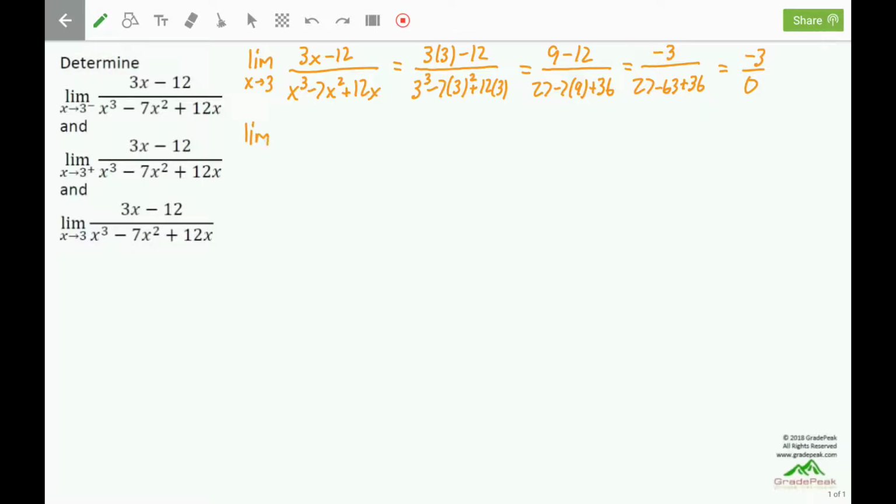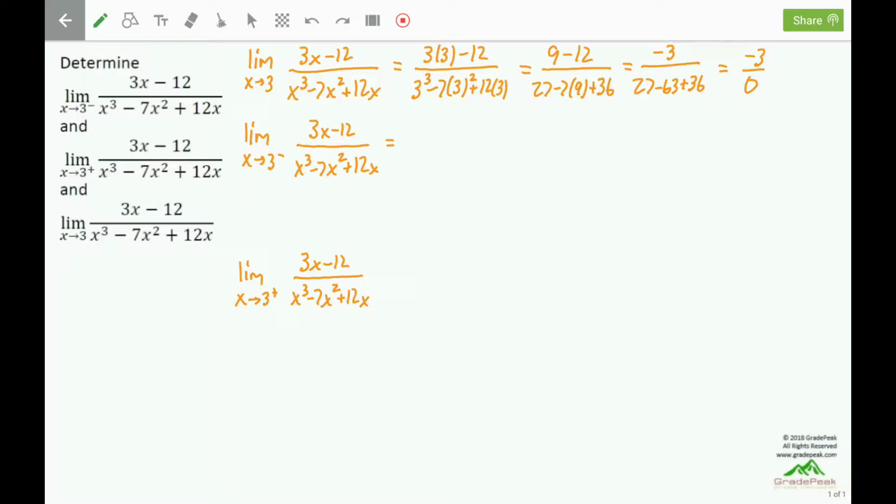We have the left-sided limit, indicated by a negative superscript on the 3, of 3x minus 12 divided by x cubed minus 7x squared plus 12x. And the right-sided limit, indicated by a positive superscript on the 3, of 3x minus 12 divided by x cubed minus 7x squared plus 12x. Let's start with the left-sided limit.